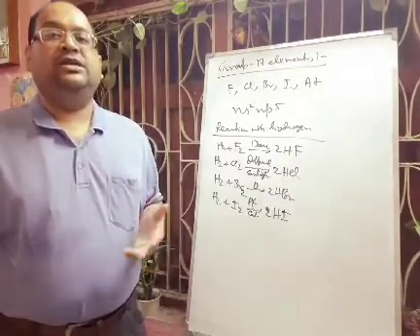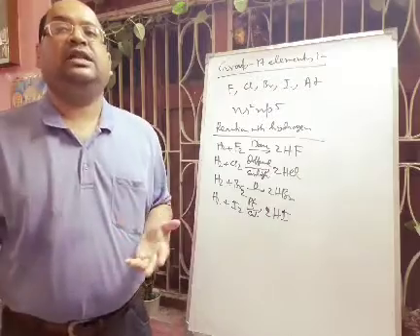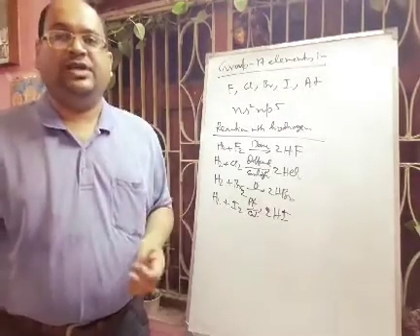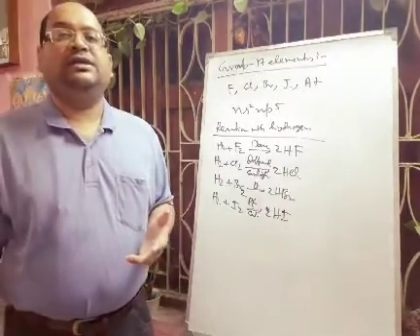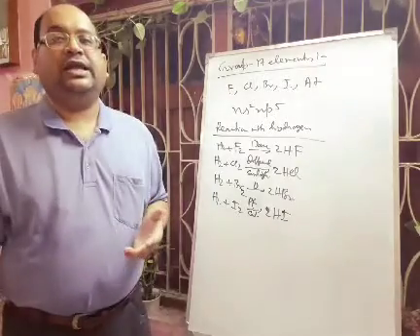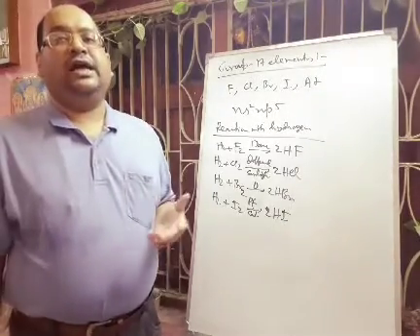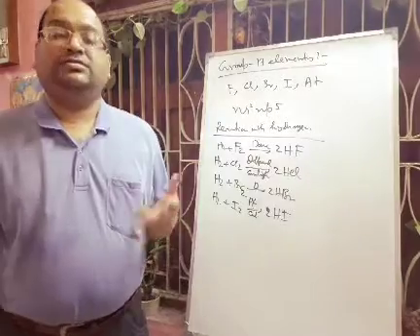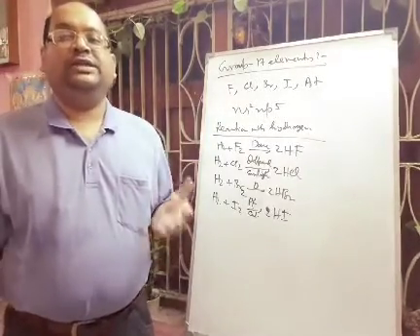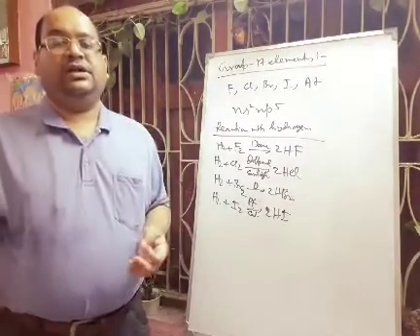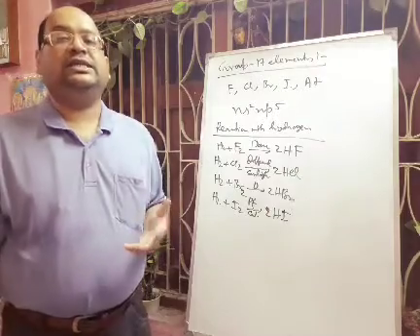Next we will discuss the thermal stability of the hydrogen halides, which decreases from HF to HI, and due to the decrease in thermal stability, the reducing character of the hydrides increases from HF to HI. So HI is the strongest reducing agent. Next we will discuss the reaction with oxygen.